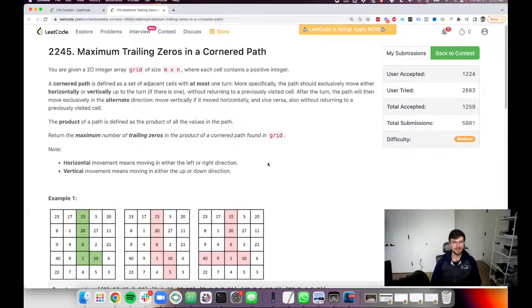All right, let's look at this one. We're given a maximum trailing zeros in a cornered path. So we're given a 2D array, an m by n array where each cell contains a positive integer. A cornered path is defined as a set of adjacent cells with at most one turn. More specifically, the path should exclusively move either horizontally or vertically up to the turn without returning to any previously visited cell. After the turn, the path will then move exclusively in the alternate direction.